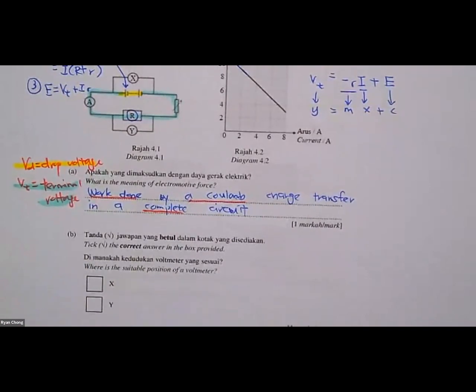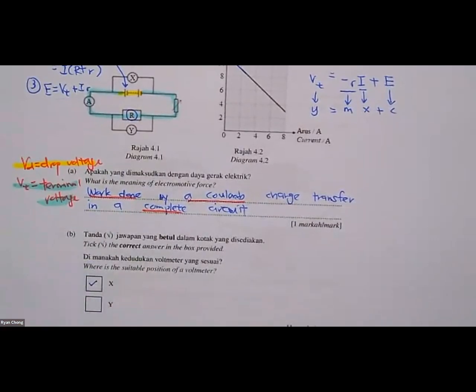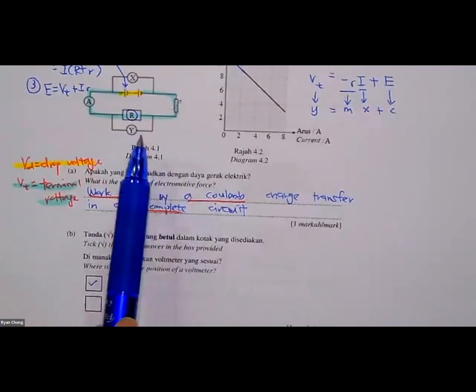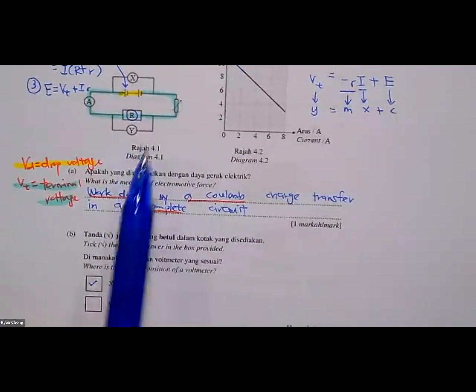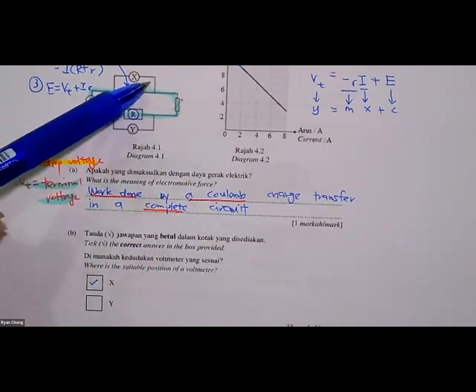So what do you want to measure first? If you want to measure the EMF, you have to put it at X, right? Or else, if you want to measure the voltage of the resistor, you have to put it at Y. So this question is not very precise. That's why I will assume that this question is asking for EMF. So for EMF, you have to put it at X.